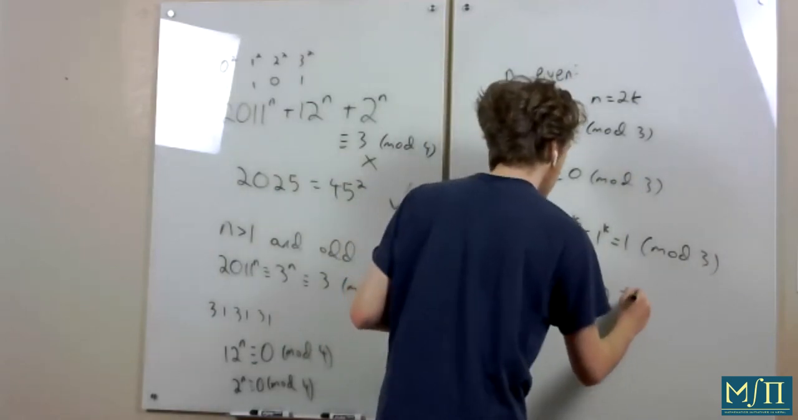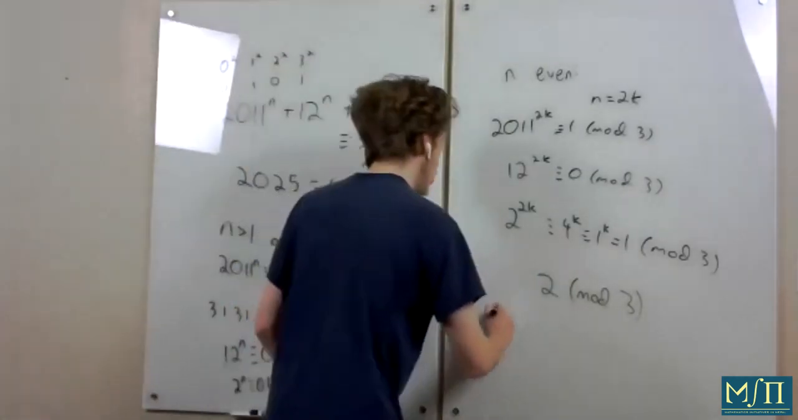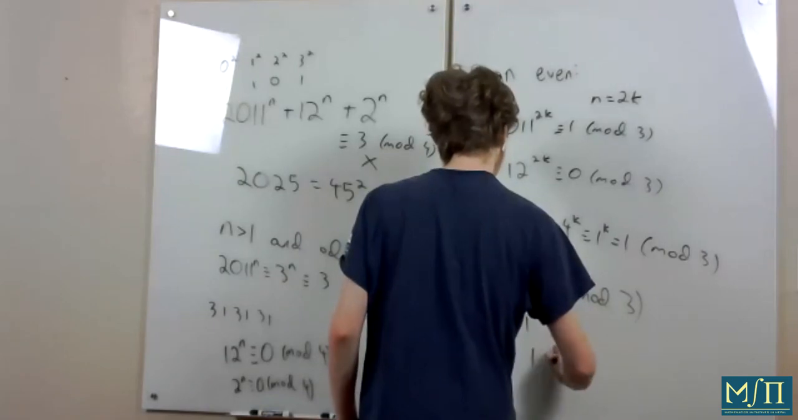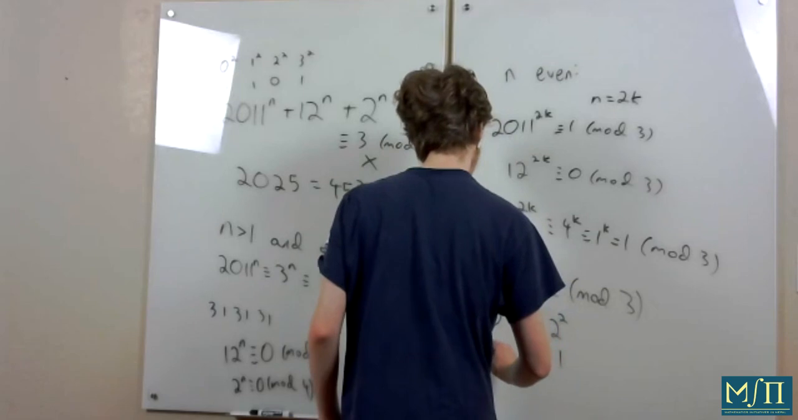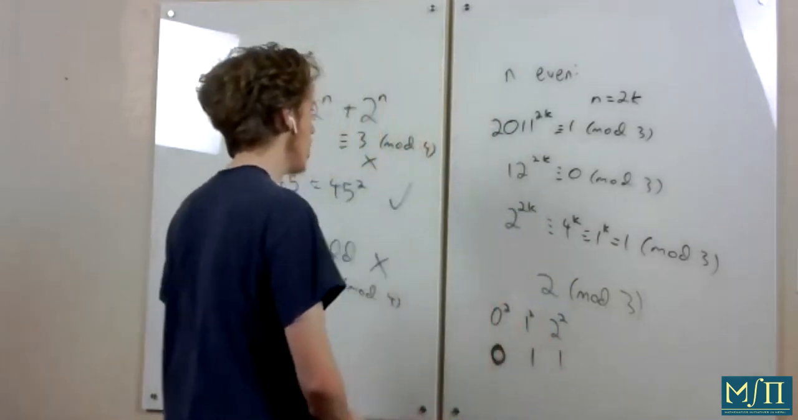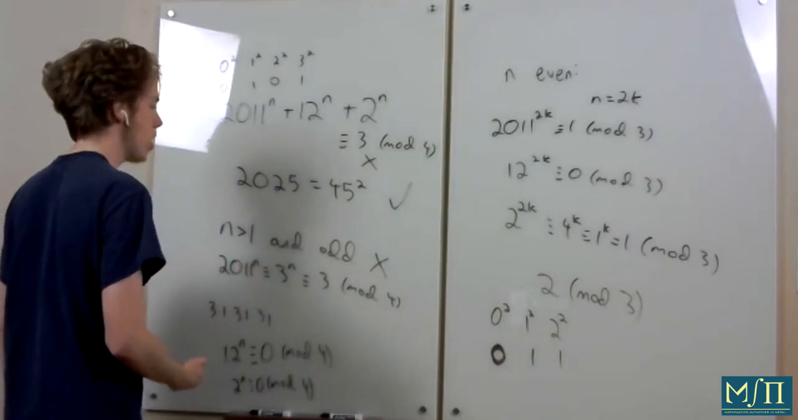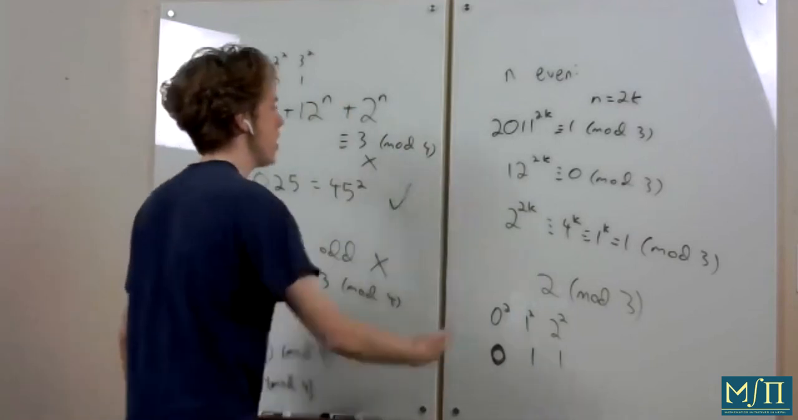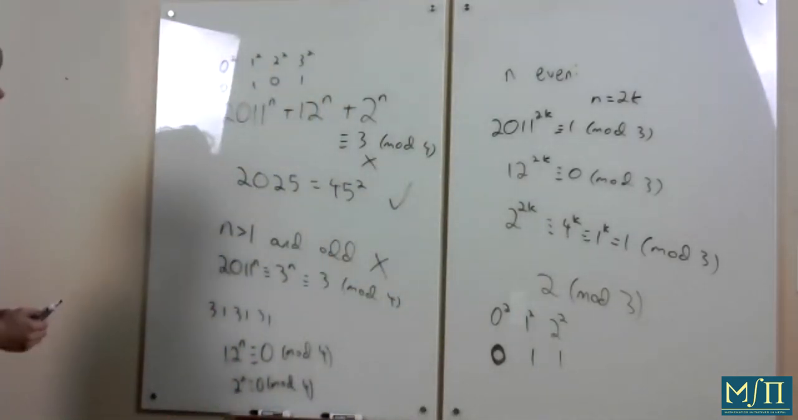But no perfect square can be 2 mod 3. Because any perfect square is congruent to 0 squared, 1 squared, or 2 squared mod 3, which gives you 0, 1, and 1 mod 3. So we get a contradiction modulo 3 in the even case. And now we're done. n equals 1 works. When n is greater than 1 and odd, it fails for modulo 4 reasons. When n is even, it fails for modulo 3 reasons. So n equals 1 works, and it's the only number that works, so we're done.